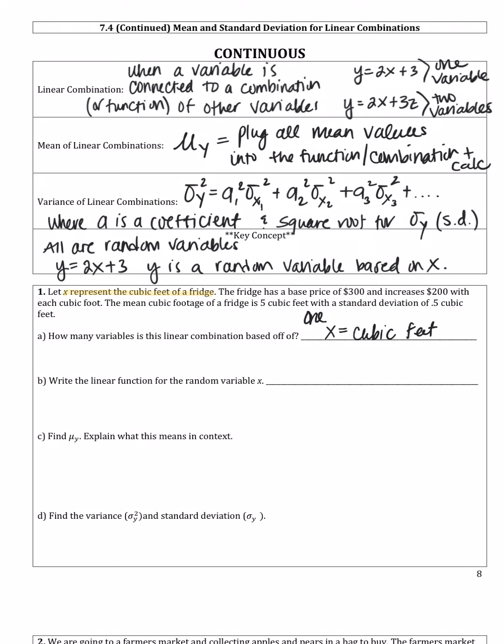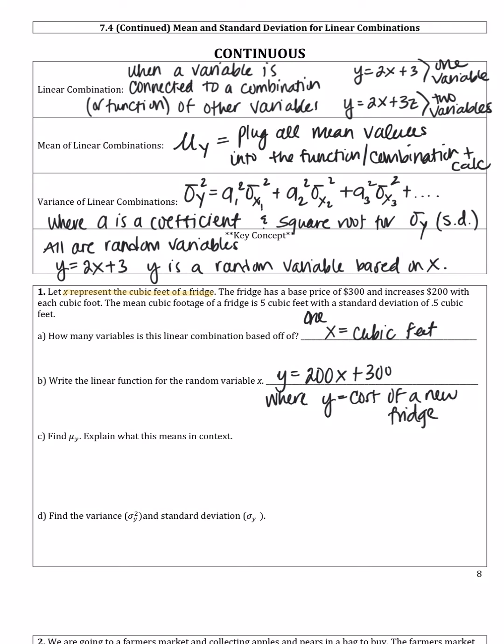And it was defined in the context. Write the linear function for the random variable x. Okay, so we can definitely do this. However, we're going to need to use another random variable called y, where y is equal to 200x plus 300, where y is the cost of a new fridge.